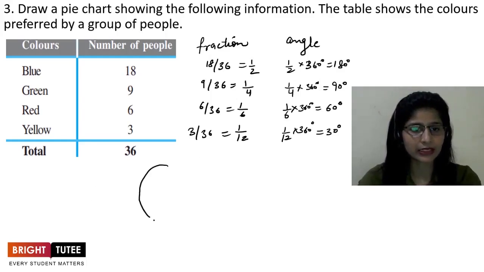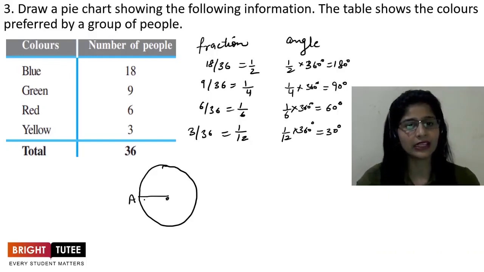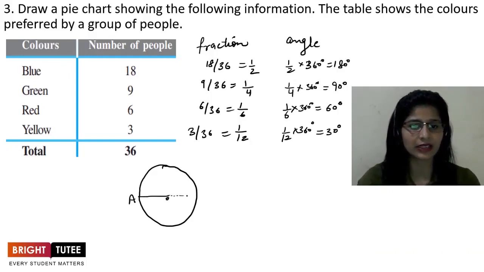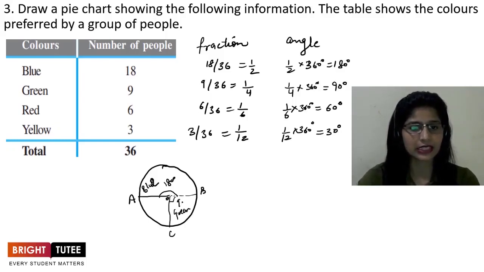We will make a circle, right, of any radius. Let it be OA. We'll keep the protractor here. We'll first make 180 degrees. That will definitely be here. So this is 180 degrees. It is for blue color, right? It is for blue. Now, from here we are going to make, keeping OB as the base and keeping the protractor here, an angle of 90 degree, and it is for which? Green color. So it is for green color, and it is 90 degrees angle.